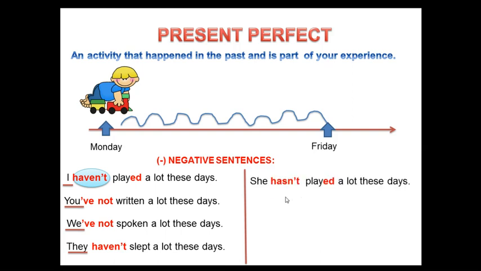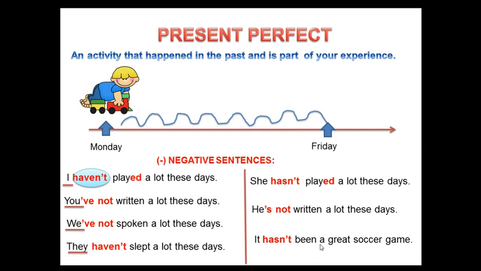Now, let's continue seeing more examples. She hasn't played a lot these days. He's not written a lot these days, or it hasn't been a great soccer game. In the negative sentences for the pronouns she, he, and it, we use hasn't, like she hasn't played a lot these days, or we can also use the contracted form that I am showing you here, okay?